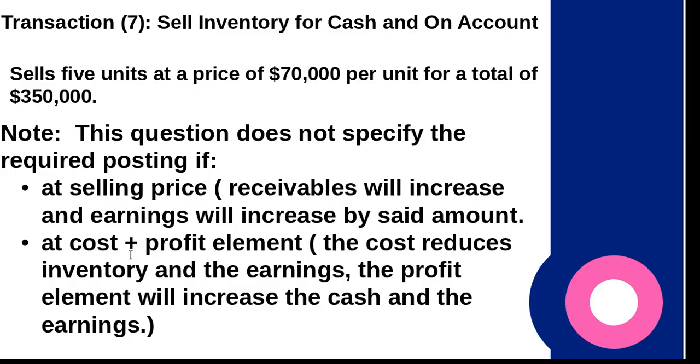Are we together? So the cost reduces the inventory and the earnings. The profit element will increase the cash and the earnings. So that is just the way it will be treated if it is at cost plus profit element.